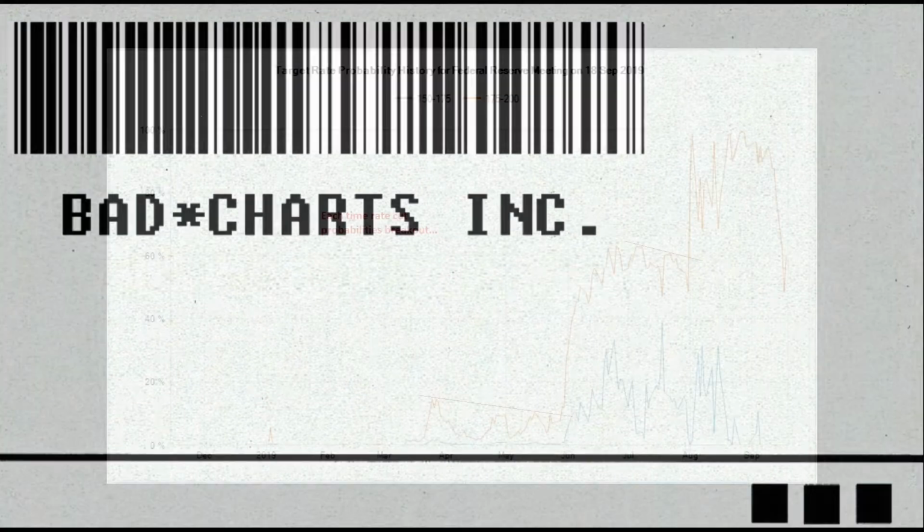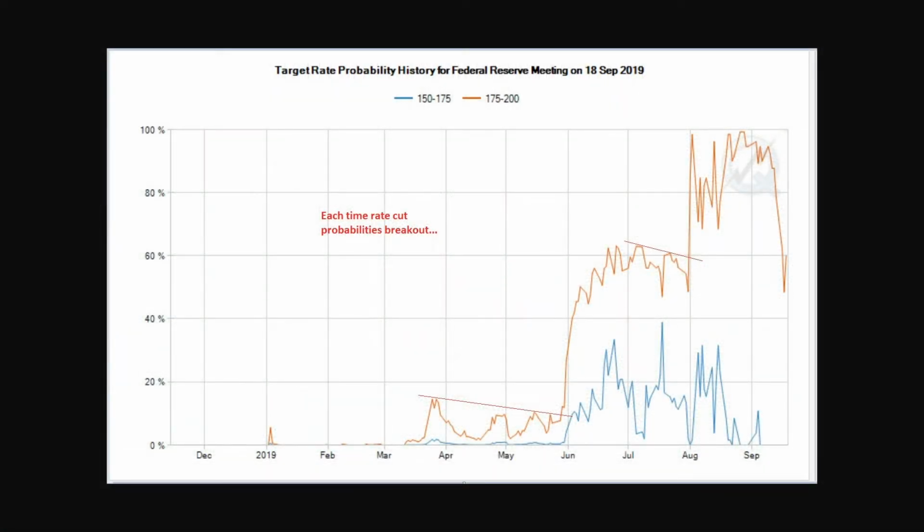All right, guys, target rate probability. Go on the CME Group. They have a great FOMC next meeting, and they have charts and they have probabilities. Check this chart out. This is for the September 18th meeting, 2019.